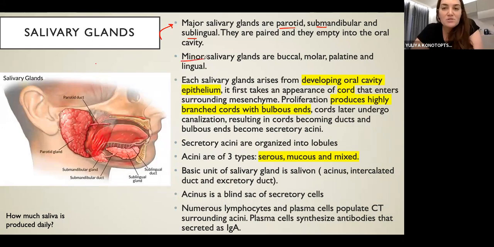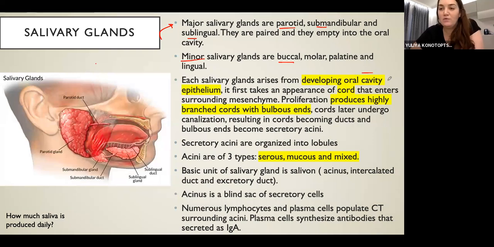The minor salivary glands, as the name tells you, they're really, really tiny. So for example, buccal, they're within the cheek. Molar, they're where the molar teeth are. Palatine, lingual, labial is also missing here. Okay, so within your lips, you will also have labial salivary glands.